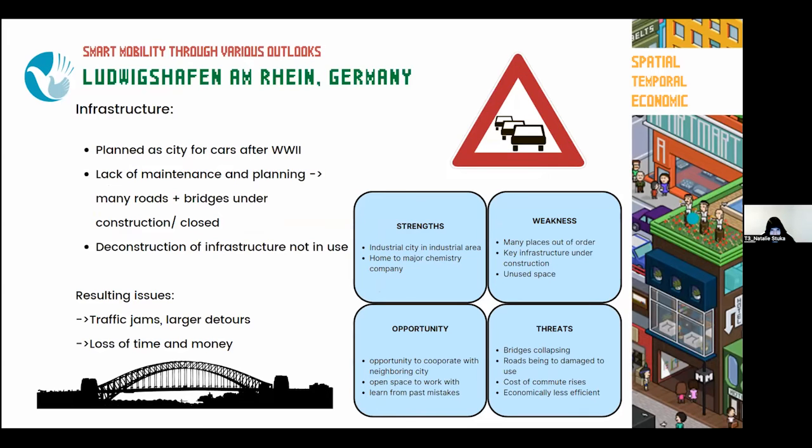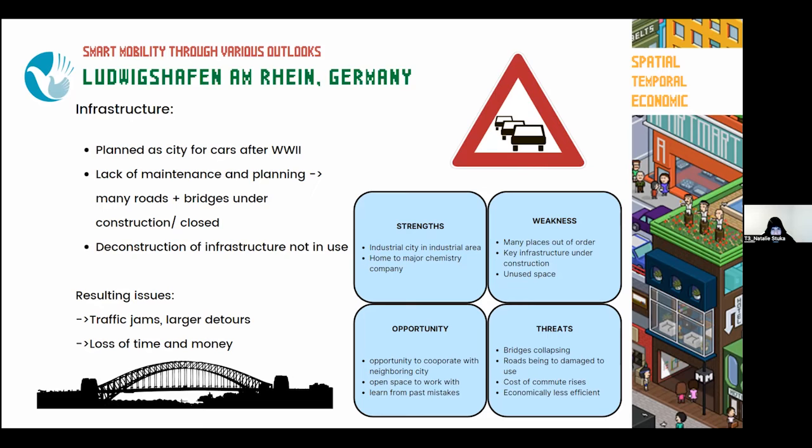As for Ludwigshafen, we're talking about the infrastructure. The city is an industrial one, which was planned as a city for cars after its large deconstruction in the Second World War. But the lack of maintenance and planning led many roads and even bridges to the neighboring city to be closed or under construction.